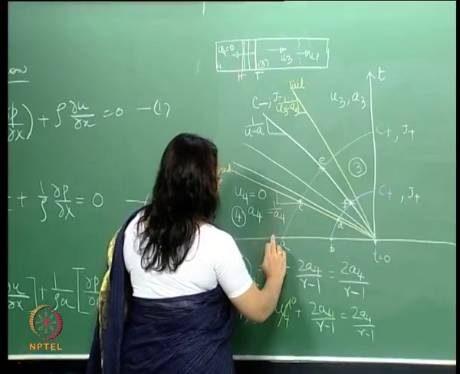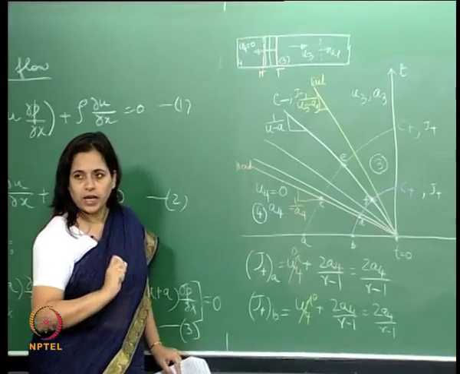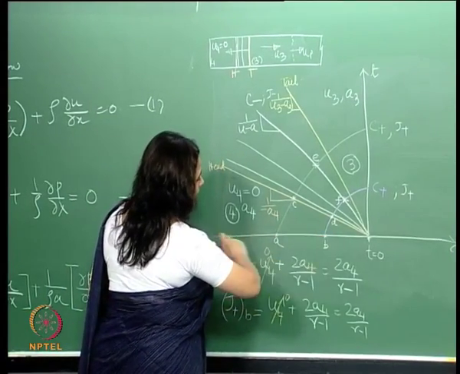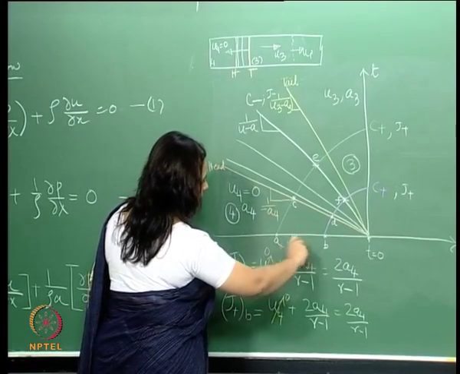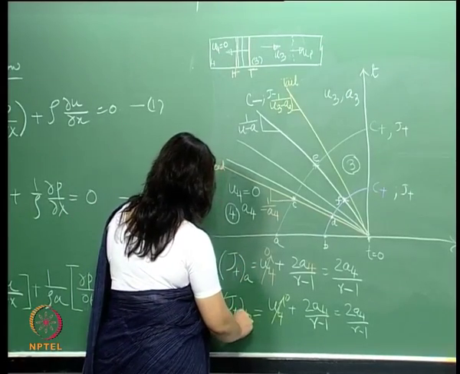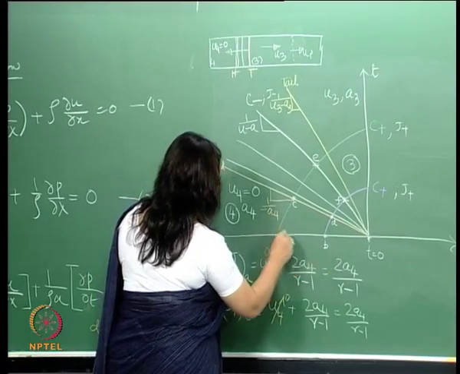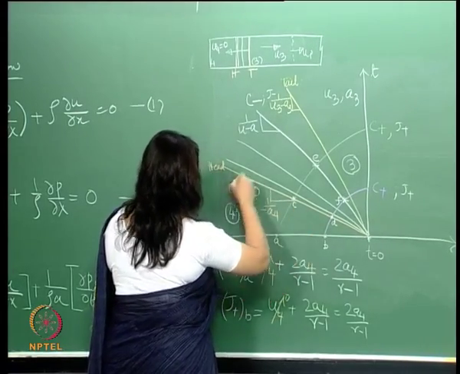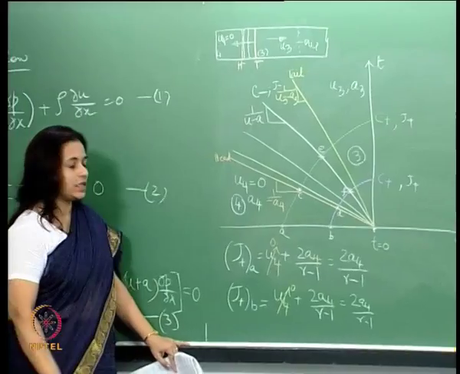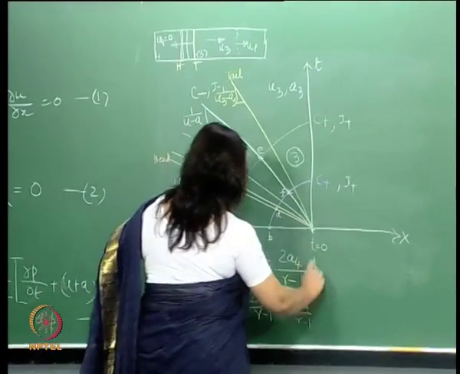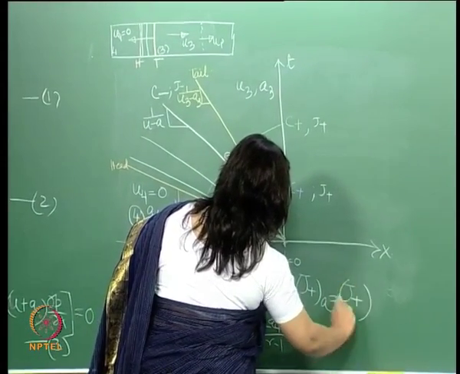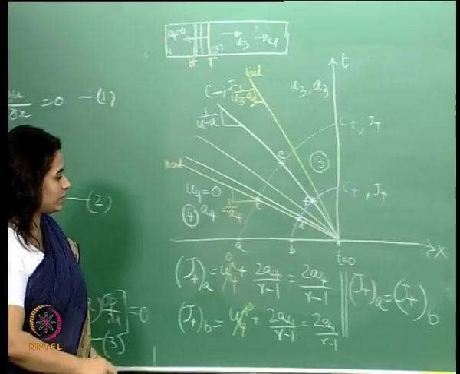Okay, I independently drew two C plus characteristics, and for t equal to 0 on this x line, I am trying to calculate j plus a and j plus b. When I do that, a and b are both in this quiescent region where u4 is 0, and what I see is that j plus a is equal to j plus b. Okay, so j plus a is equal to j plus b, right.